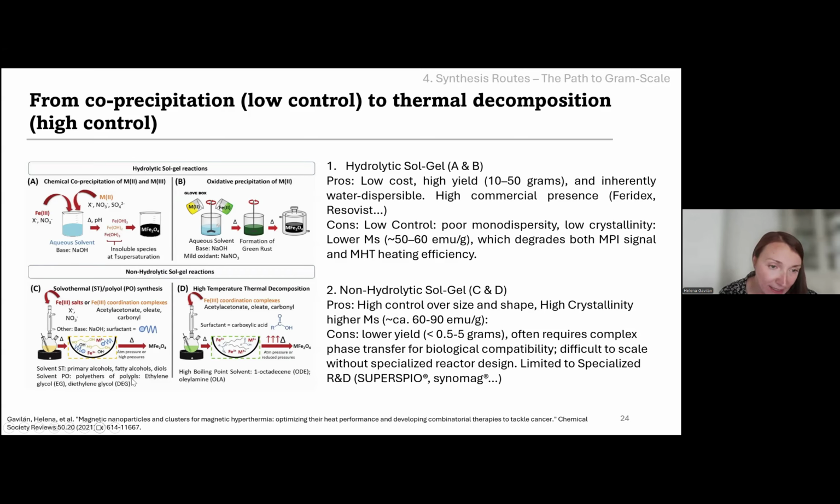We have some salts or coordination complexes that will decompose, okay, in the presence of the solvent and in the presence of certain ligands. In the case of high temperature thermal decomposition, we will have organic high boiling point solvents like octadecene or oleylamine. In the case of solvothermal or polyol, we will have ethylene glycol, diethylene glycol, or for solvothermal, we can have some primary alcohols or diols as well.